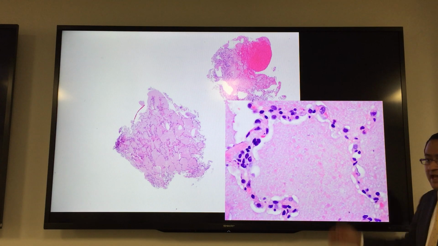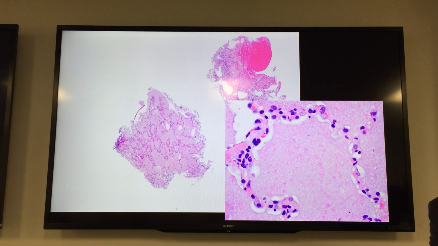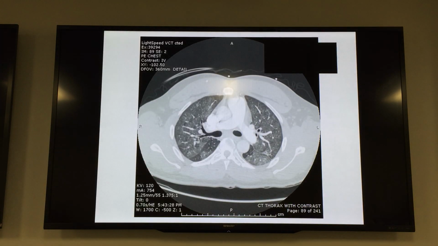If you wash out the alveoli with that fluid I was talking about, that fluid will actually show up in the jar as a turbid milky fluid, and you can see it on cytology. It's very gross. It almost looks like milk. So PAP is another example of a diagnostic transbronchial biopsy. Here's a CT scan that's showing bilateral ground glass infiltrates, meaning hazy opacities.